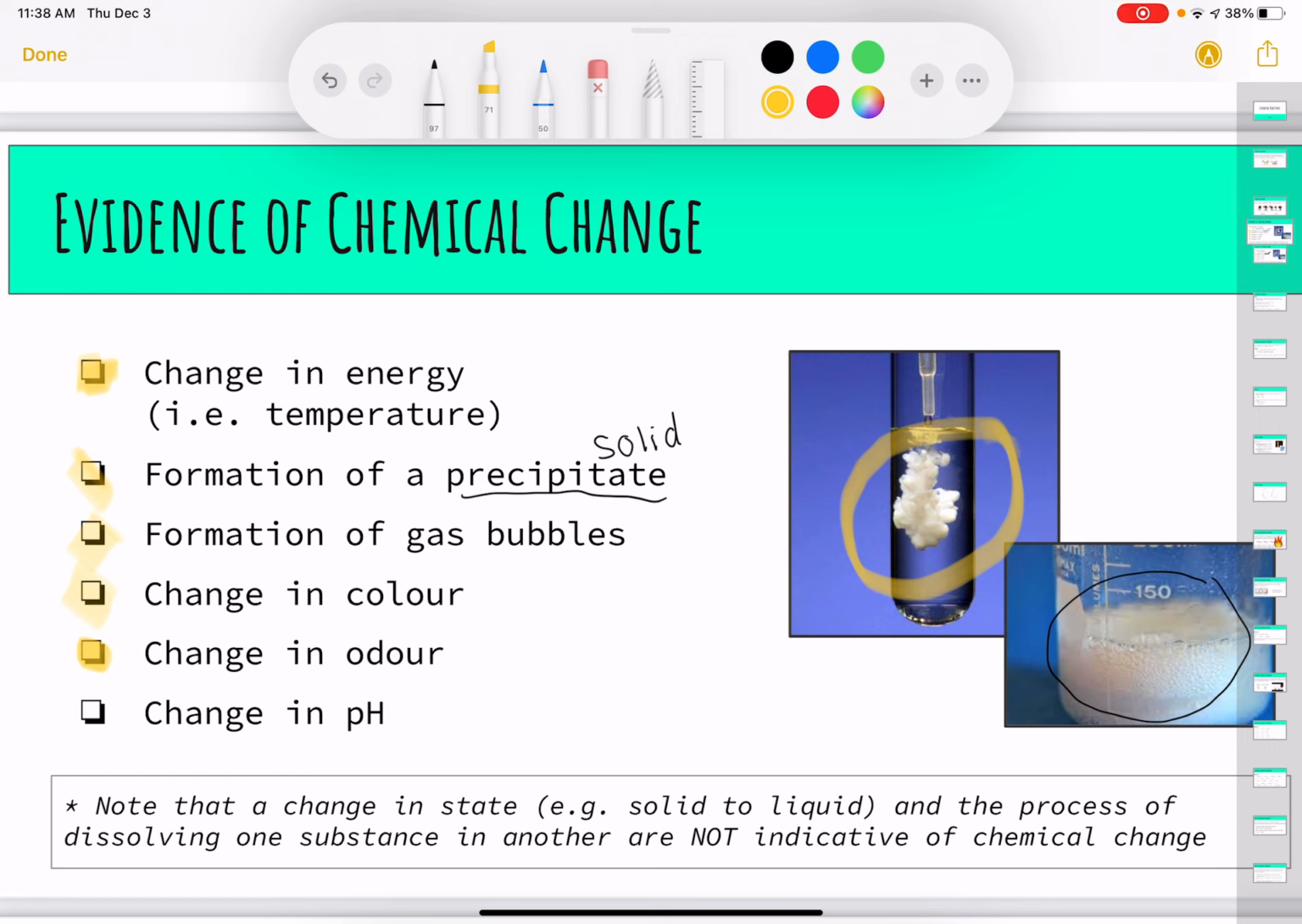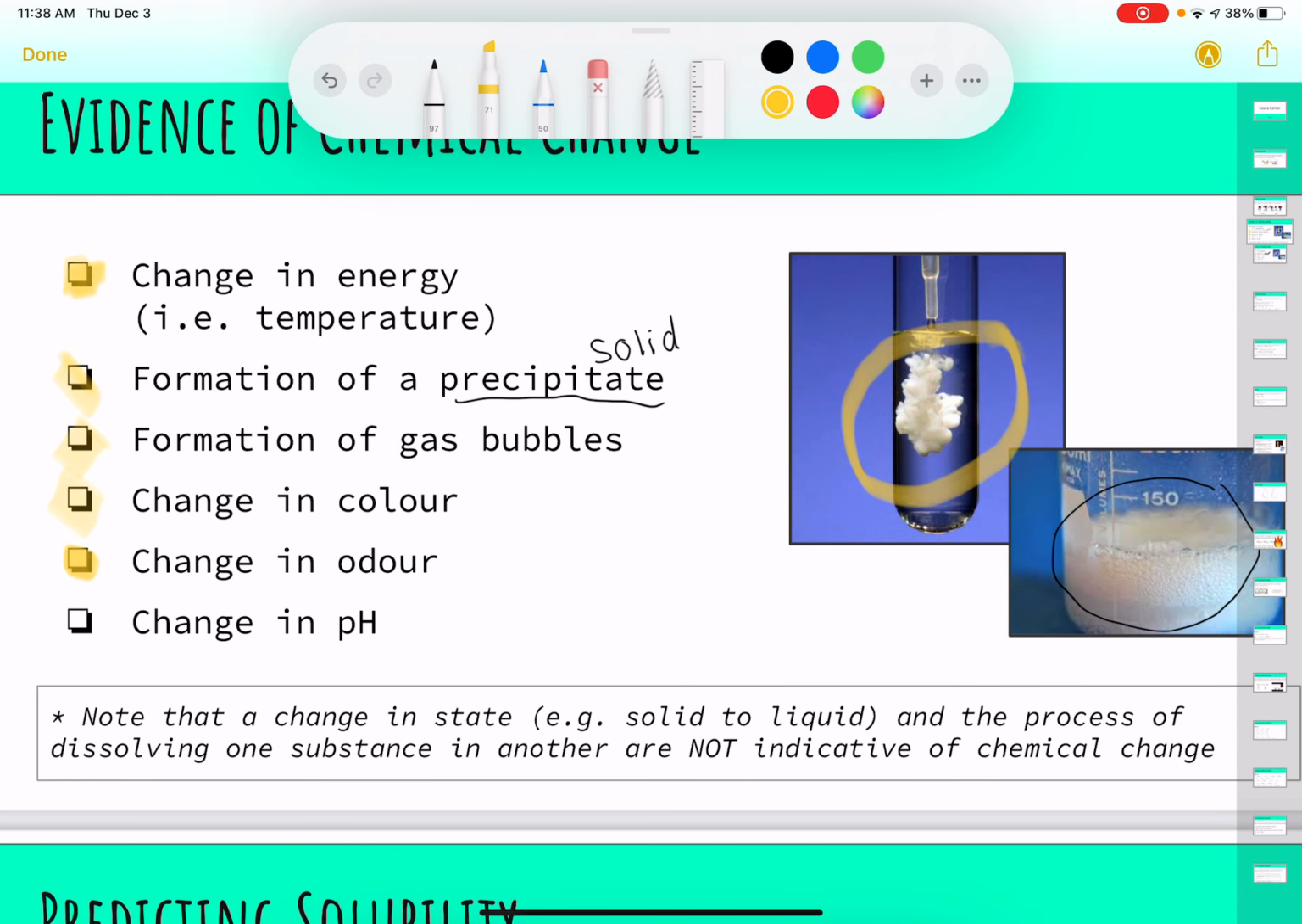And the last one is a change in pH. So we just talked about in the last lesson what pH is, and hopefully you remember, but just to refresh you, we have a pH scale that goes from 0 to 14. And in the middle is our neutral zone. This side is acidic, and this side is basic.